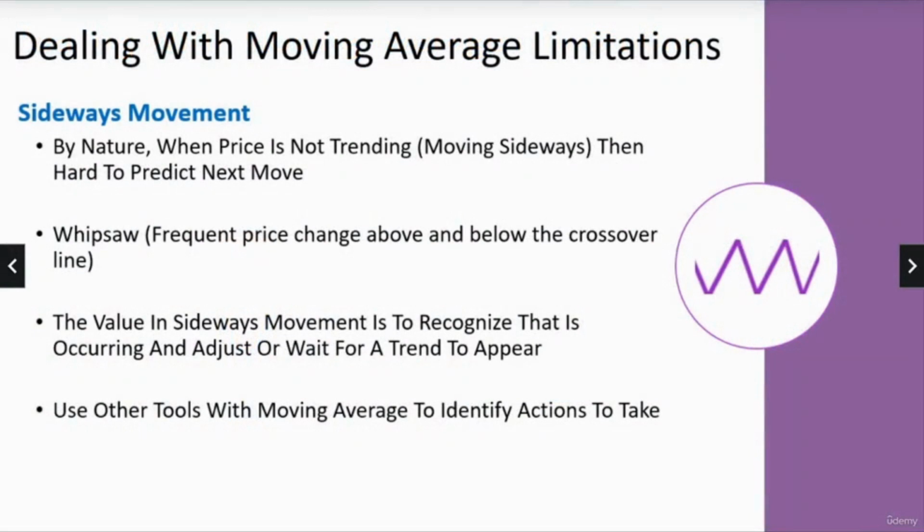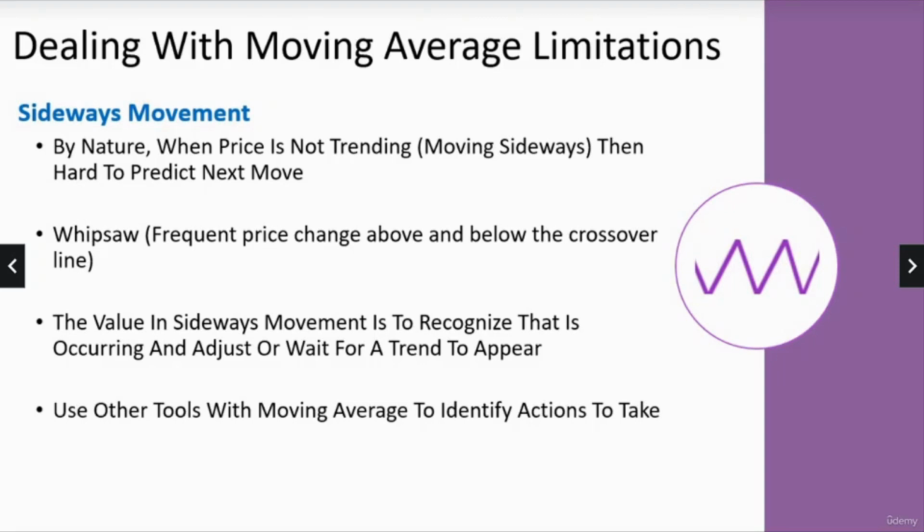Now, one of the limitations of moving averages in general is when markets go sideways, right? You can almost see from the image there in the circle where it goes up and down, up and down, and it's kind of going sideways versus a definite upward trend or a definite downward trend. Moving averages are better that way. They struggle a little bit more when there's no trending or they're moving sideways. It makes it harder to predict the next move, and that's where our whipsaws come in, right? They're frequent price changes above and below the crossover line, giving us different buy and sell signals constantly, so we might be forced to trade more often unless we filter that.